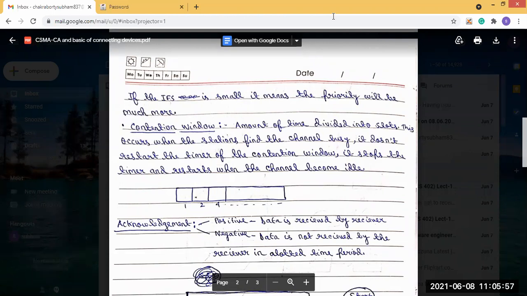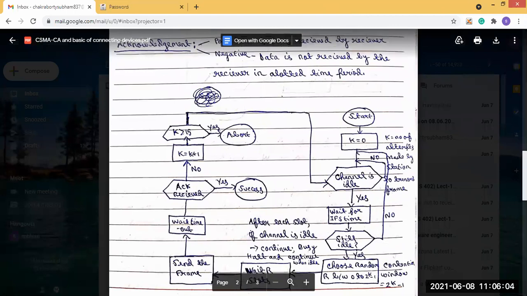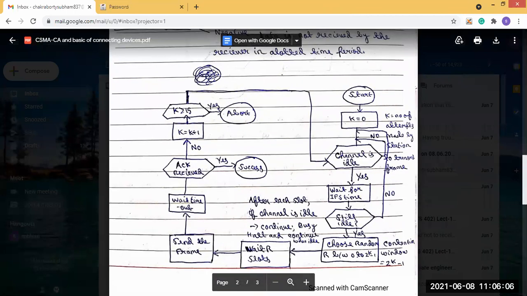So these are the 3 variables concept. Now we will see the flow diagram. Like in CSMA/CD, we have seen the flow diagram. Same as that for CSMA/CA, we also have flow diagrams. So first, one by one, we will see what the flow diagram means.